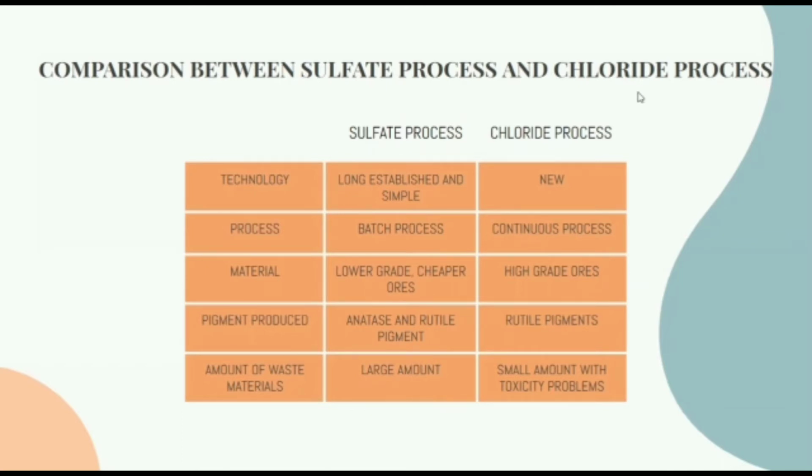The sulfate process will produce anatase and rutile pigment, while the chloride process only produces rutile pigment. The sulfate process produces a large amount of waste material, while the chloride process produces a small amount with toxicity problems.